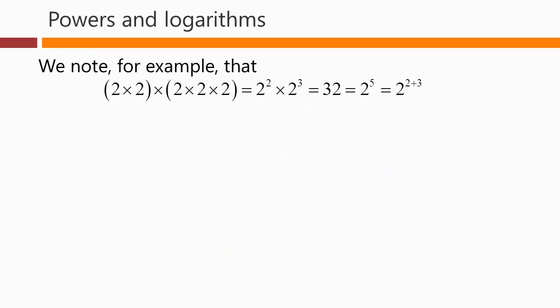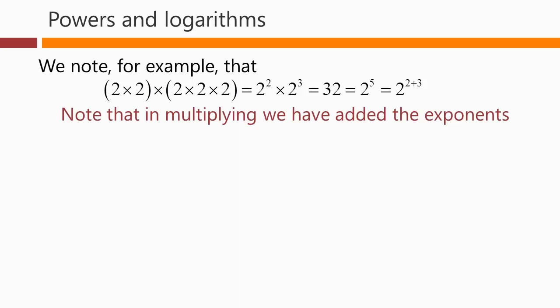Now, of course, if we are multiplying 2 to the power 2 by 2 to the power 3, we could write it out here for the integers. That would give us 32, but it would also be 2 to the power 5. It doesn't matter with the parentheses whether we leave them in multiplications. So we see that multiplying 2 to the power 2 by 2 to the power 3 gives us 2 to the power 2 plus 3, which of course is 2 to the power 5. So in multiplying here, we have added the exponents.